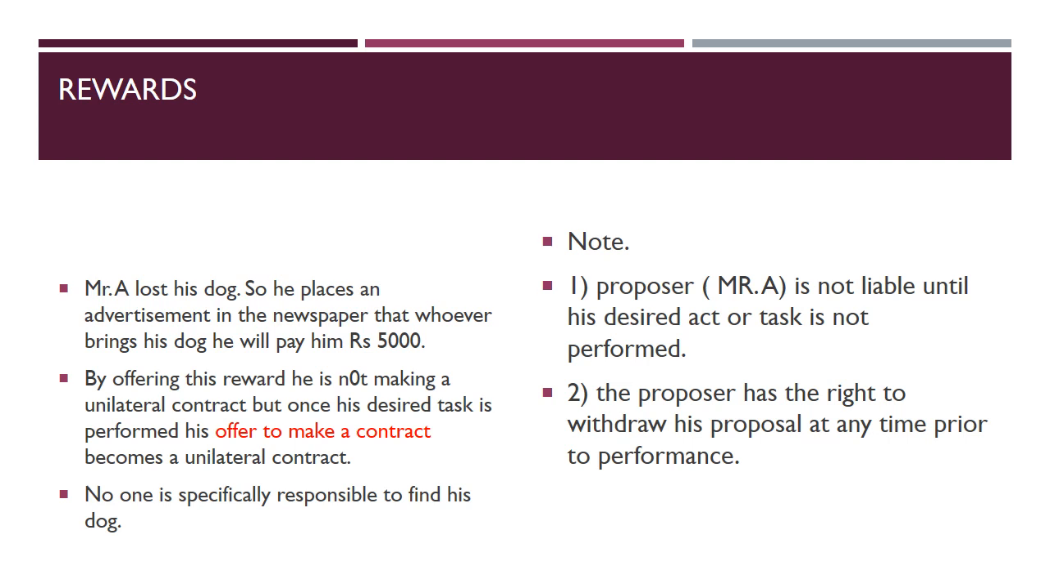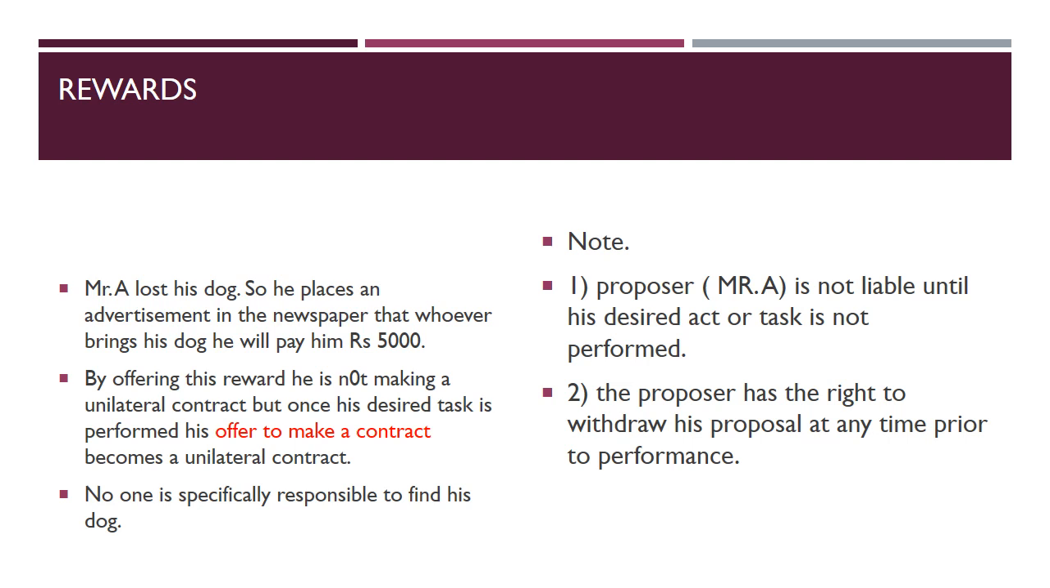Now see the second point. By offering this reward, he is not making a unilateral contract, but once his desired task is performed, his offer to make a contract becomes a unilateral contract. So no one is specifically responsible to find this dog. There is no liability on the other party that he has to find a dog. But if he does find the dog, then the contract comes into existence. The unilateral contract comes into existence.